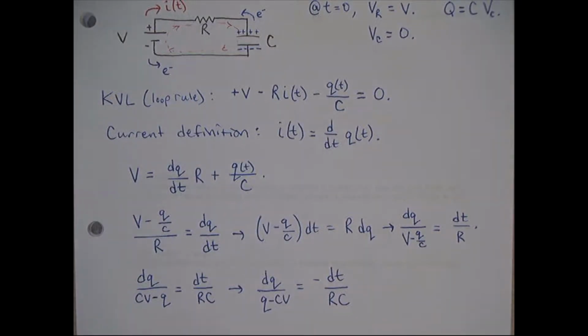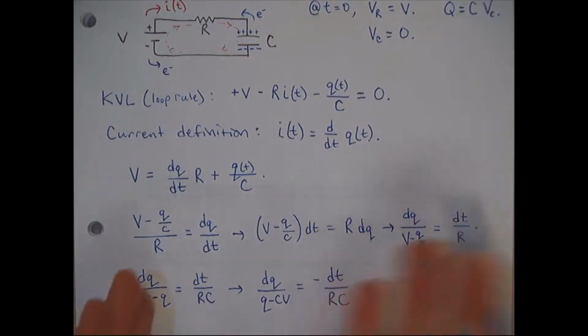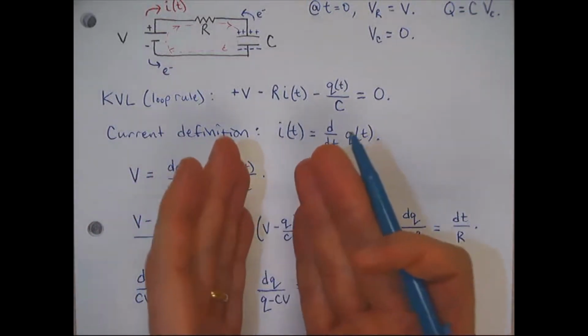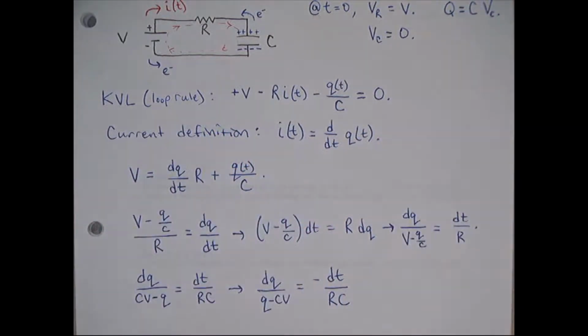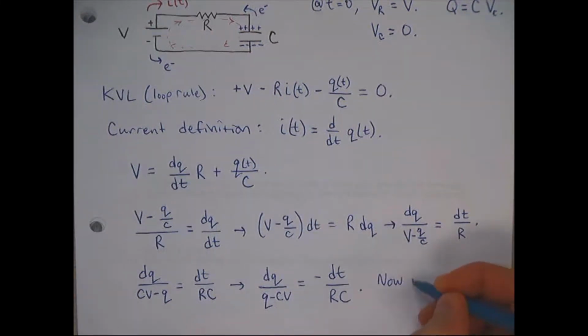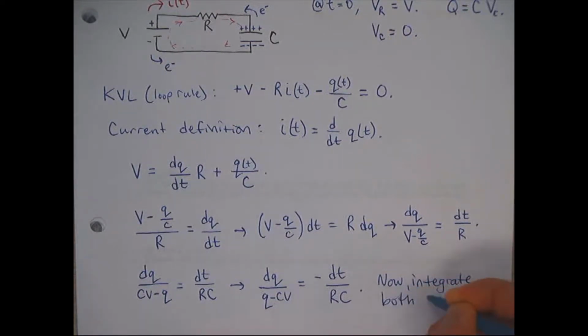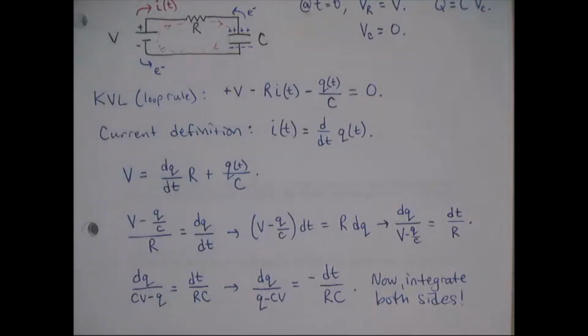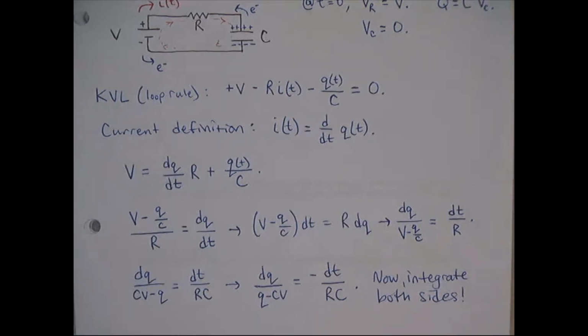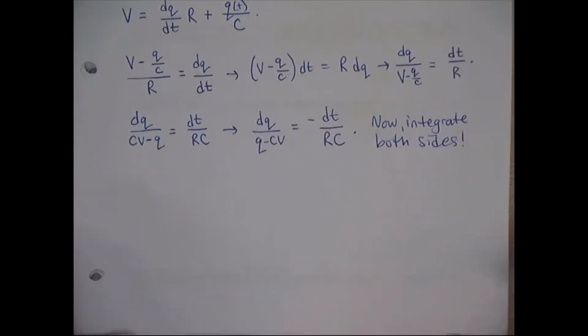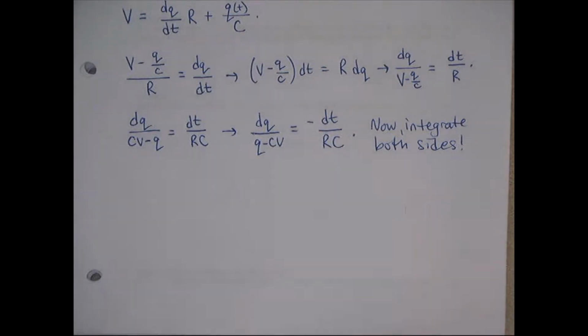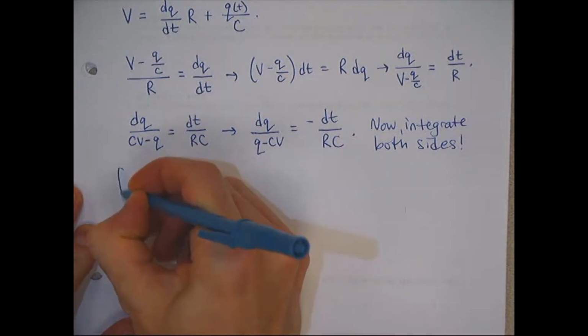We call this a separable differential equation for a reason, because I've been able to separate all of the Q dependence on the left and all of the time dependence on the right. And now we integrate both sides. Again, this is the theory behind the charging RC circuit. You do not need to know how to derive this, but I think it's valuable to see where the formulas come from. And we have to integrate carefully here.